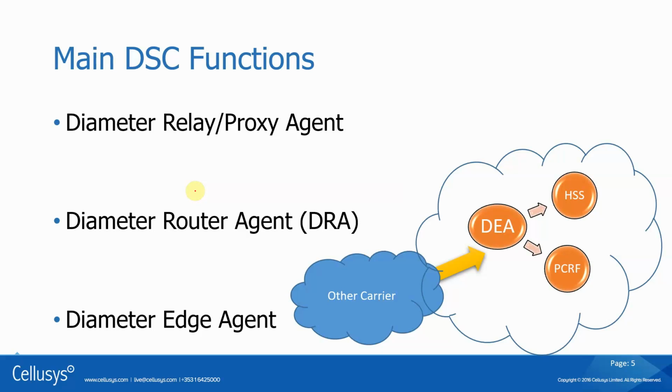So the job of the diameter edge agent is to be the place for the other carriers to come in and do some security. In the SS7 world, we called this a network boundary STP. And the network gateway STP also did the job of routing your core messages. So there's no reason the diameter DSC can't do both the functions of a DEA and route your core network functions. It's perfectly fine to do that.